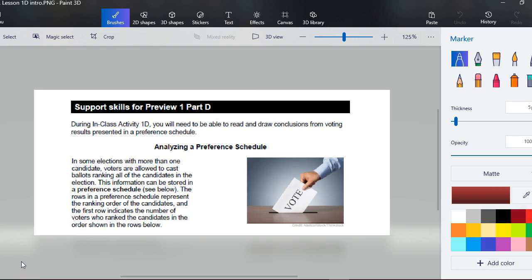Analyzing a preference schedule. Another word to add to where you're storing your vocabulary. In some elections with more than one candidate, voters are allowed to cast ballots ranking all candidates in the election. This information can be stored in a preference schedule. Again, add these to your vocabulary lists, however you're choosing to document them.